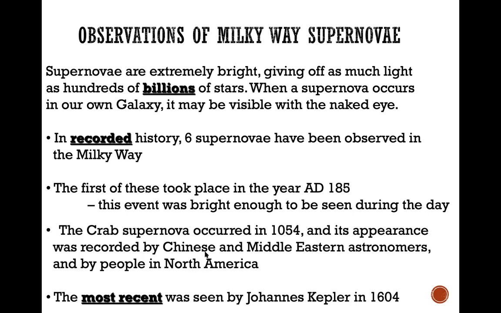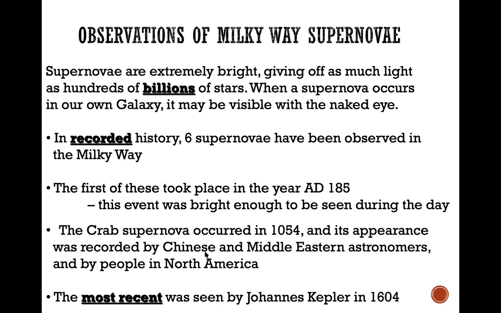So that's what the records say, right? The Crab supernova occurred in 1054, and its appearance was recorded by Chinese and Middle Eastern astronomers, and also by the people in North America. And this is also a long time ago. And then the most recent supernova was actually observed by Kepler in 1604. So that's the most recent one.